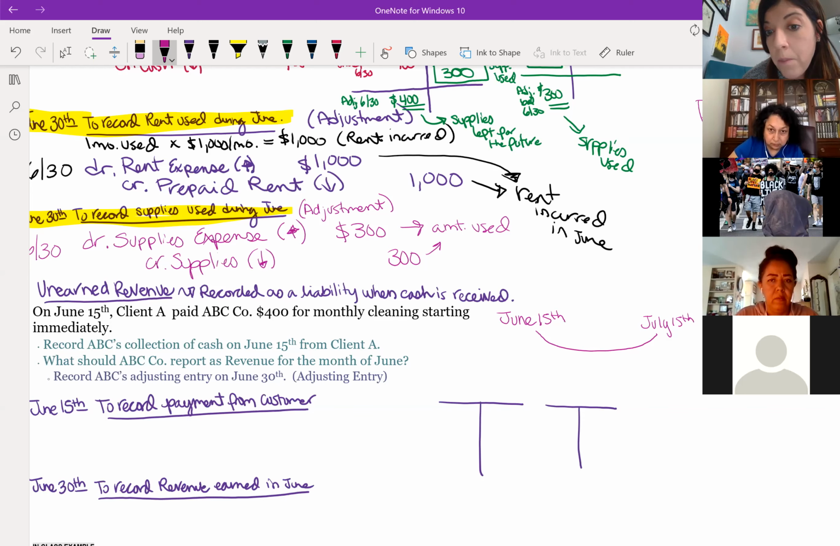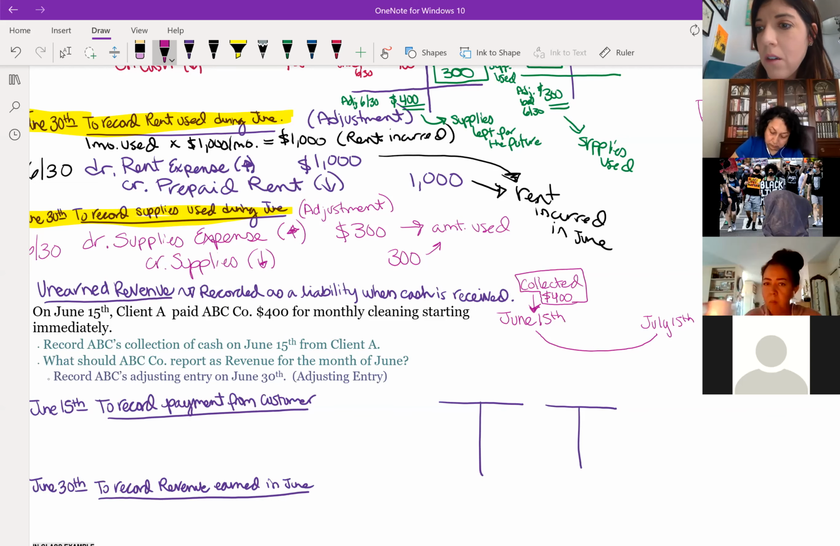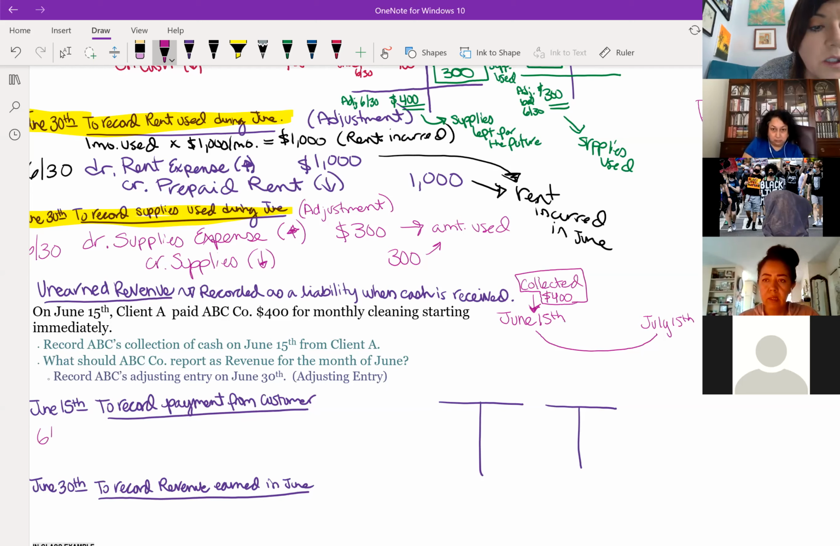So partial month, right? And right here, we collected cash. June 15th. Collected $400 from that customer. On June 15th, did we do anything for that customer? Not yet. Just collected the money. So on June 15th, we're going to debit what? That's the easy part. We collected cash, so on June 15th, we get to debit cash, increasing our cash balance for the amount of cash that we collected, $400.